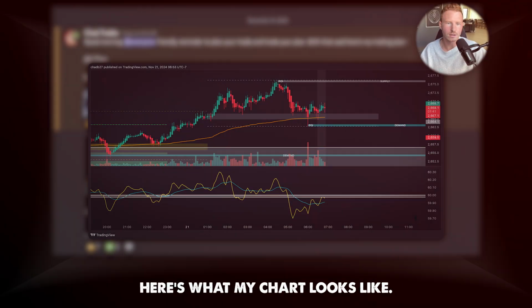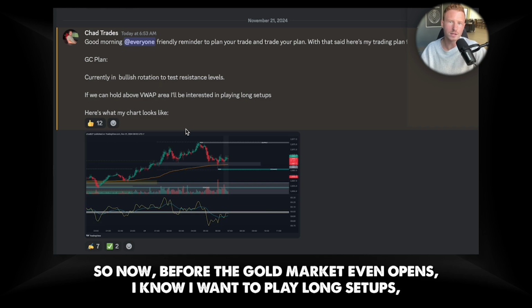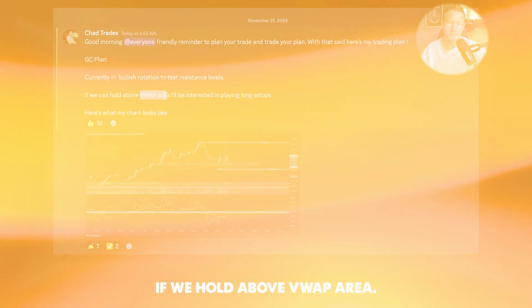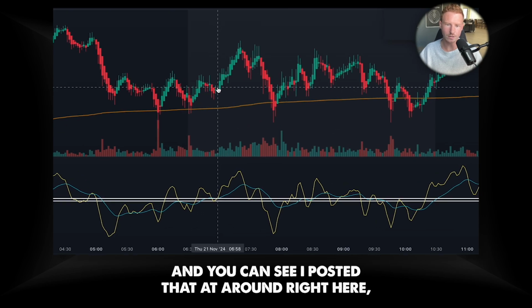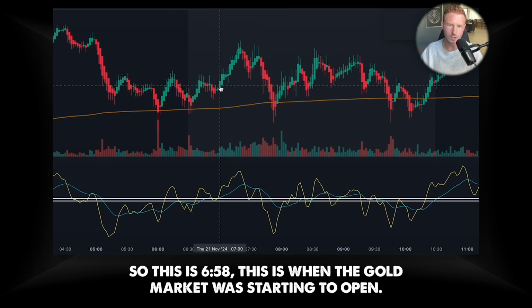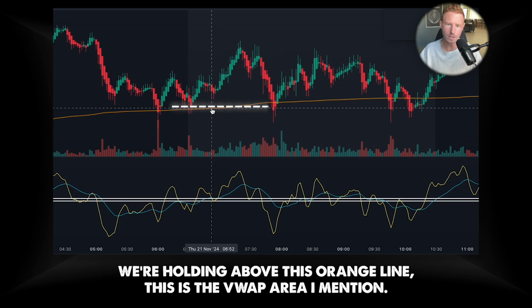Here's what my chart looks like. So now before the gold market even opens, I know I want to play long setups if we hold above VWAP area. And you can see I posted that at around right here. So this is 6:58. This is when the gold market was starting to open. We're holding above this orange line. This is the VWAP area I mentioned.